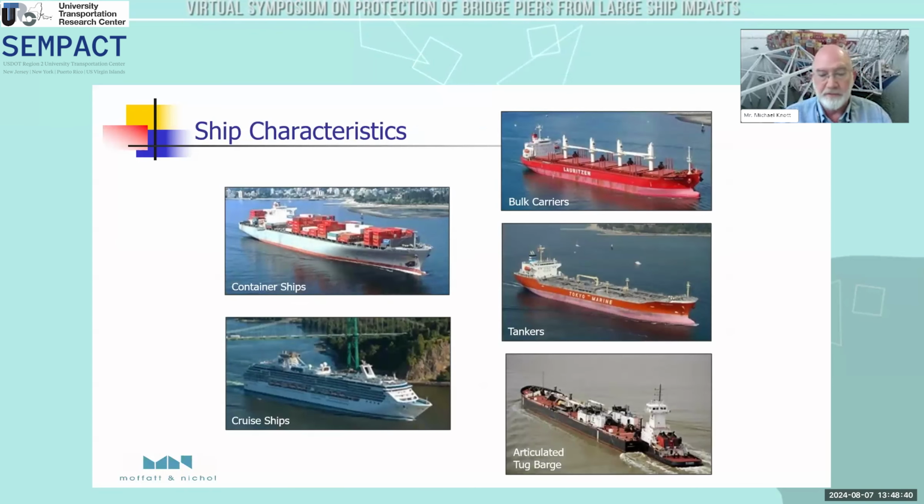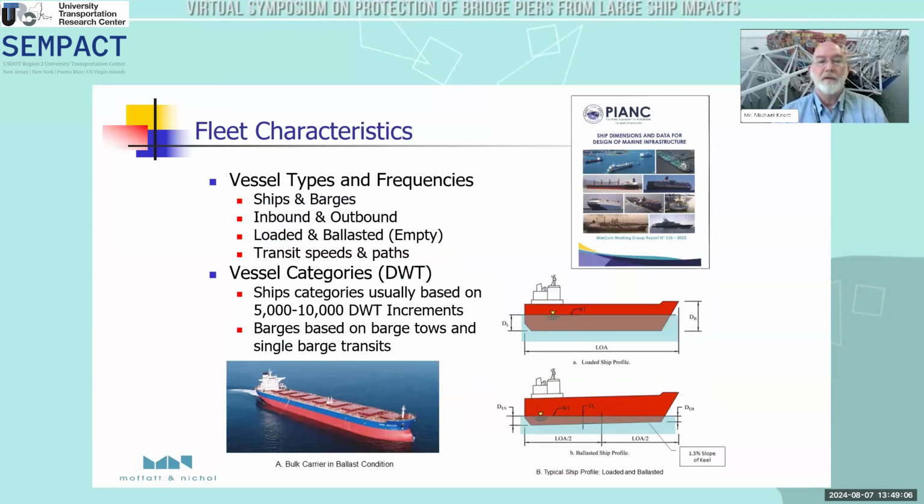Vessel characteristics, of course, is extremely important. The type of ships, this just illustrates containers and cruise ships and bulk carriers and tankers. These are ship type vessels. This presentation is not considering barge vessels directly because the topic is more on the large ships. Articulated tug barges are essentially ship hulls being pushed by a tugboat. So fleet characteristics is critical in doing the analysis.